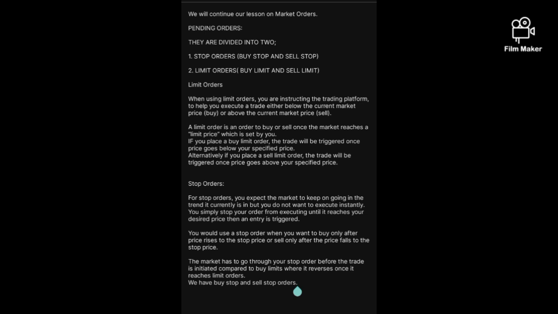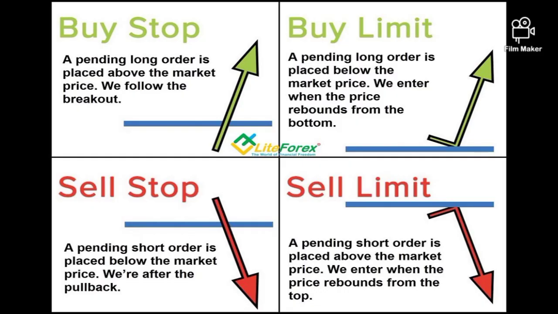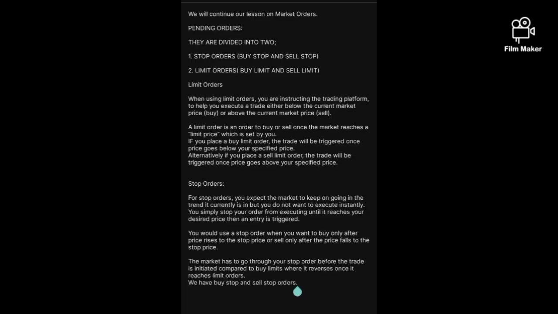Let's talk about pending orders. What are pending orders? They are divided into two. We have stop orders and limit orders. Under stop orders, we have buy stop and sell stop. Under limit orders, we have buy limit and sell limit. So you can take a screenshot. You can take a screenshot right now.